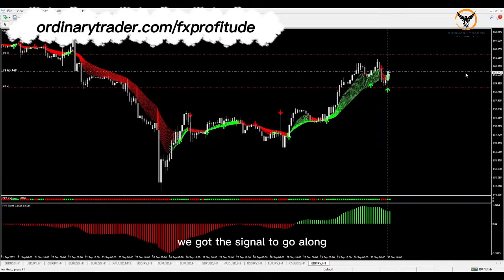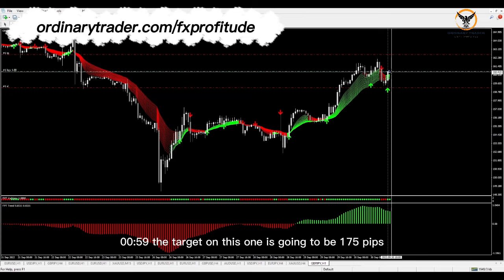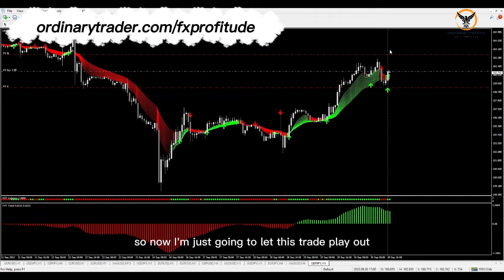We got the signal to go long, and I'm in the buy trade. The stop loss is under the swing low, and the target is placed 1-to-1. The target on this one is going to be 175 pips. So now I'm just going to let this trade play out, and I will be back when it's over.